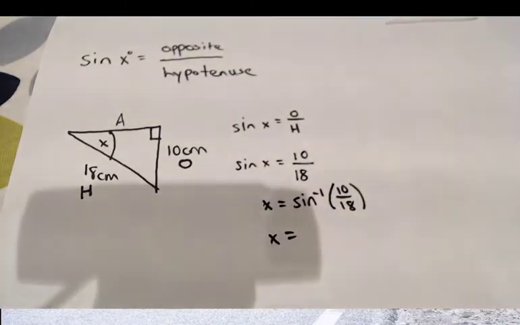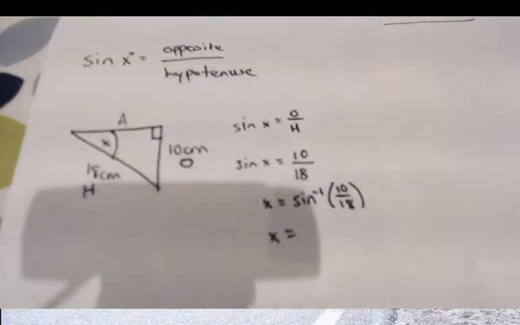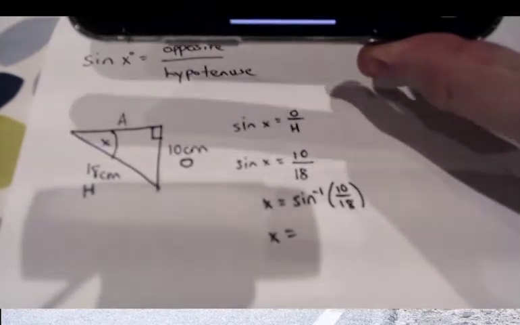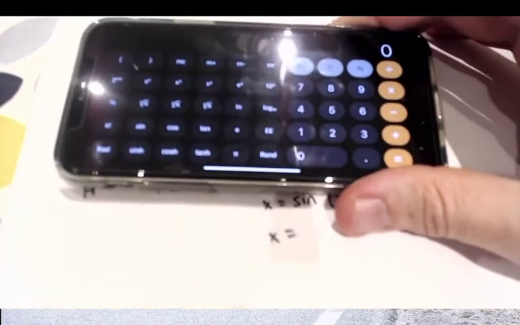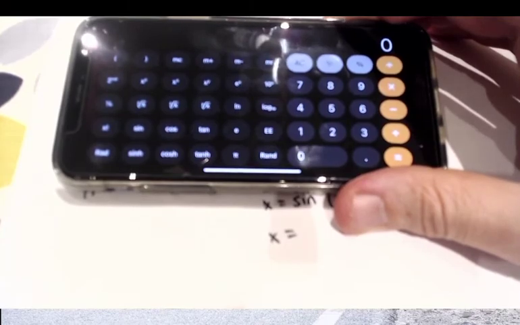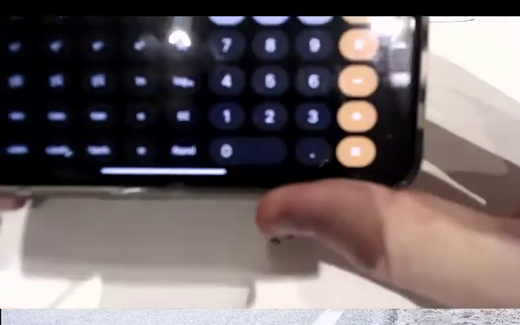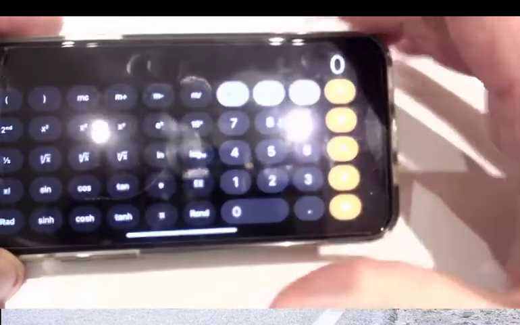At this point, I need to go to my calculator. So remember, if you're using a phone calculator, which I think most of you probably will be using, we do this slightly differently from when we did it in class. So your phone calculator, if you turn it round so it's sideways, and then what you need to do is you need to do the 10 over 18, so I need to do 10 divided by 18 on my calculator.